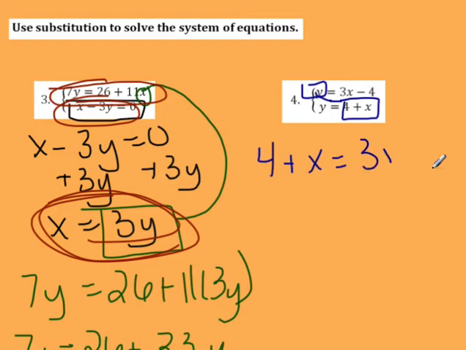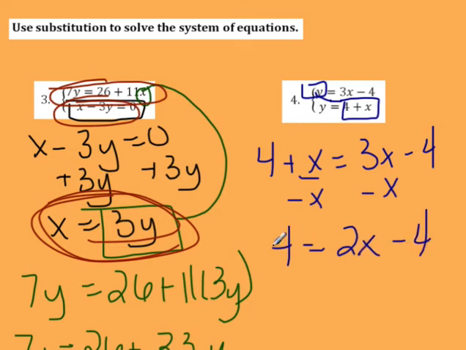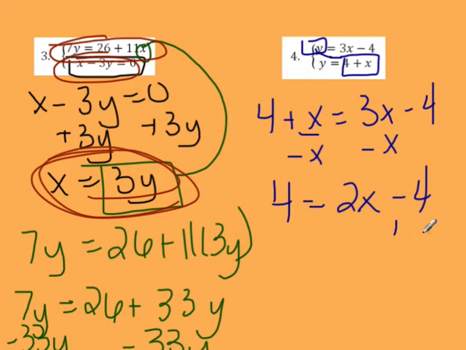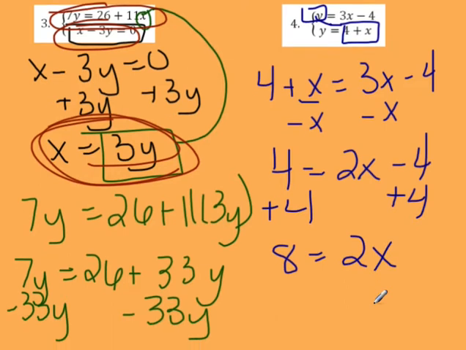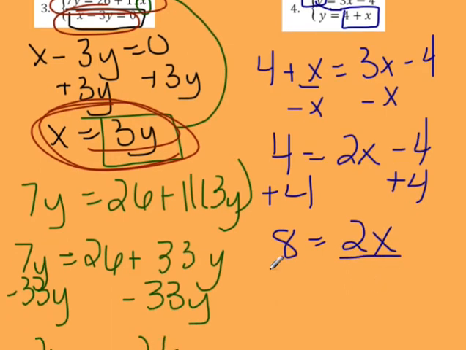So I'm going to solve that out for x. So first thing I'm going to do is get this positive x over to the other side. So I do that by subtracting x from both sides. So I get 4 is equal to 3x minus x, which is going to give me 2x minus 4. Now I want to get that minus 4 over to the other side. So I'm going to add 4 to both sides. 4 plus 4 is 8, and that's equal to 2x. So 8 is equal to 2x. So now to get that x over to the other side, I'm going to divide both sides by 2, and I get that x is equal to 4.